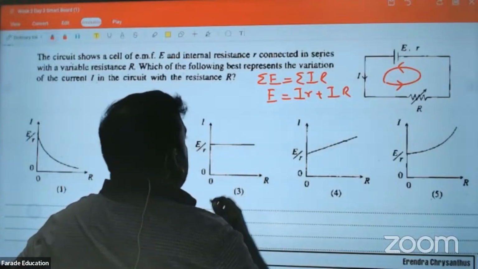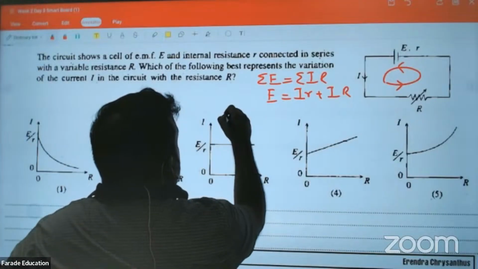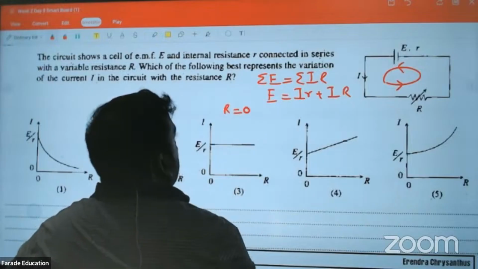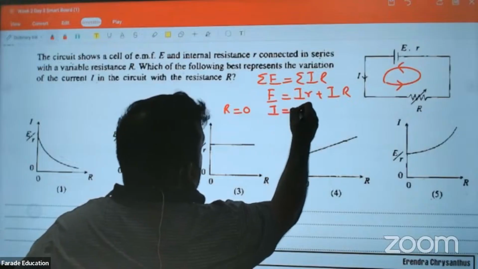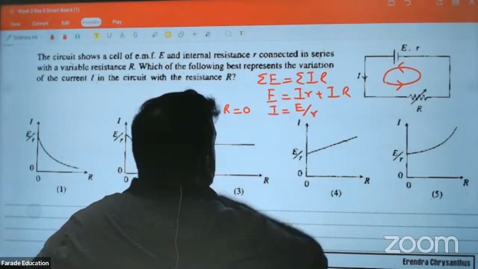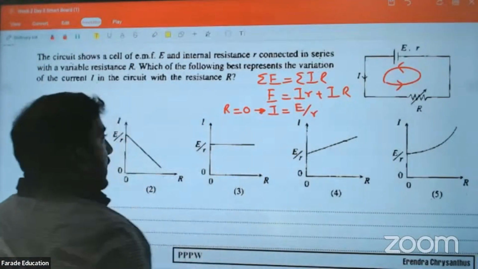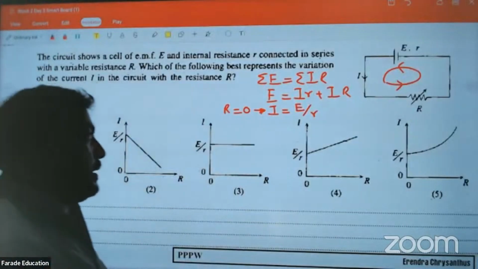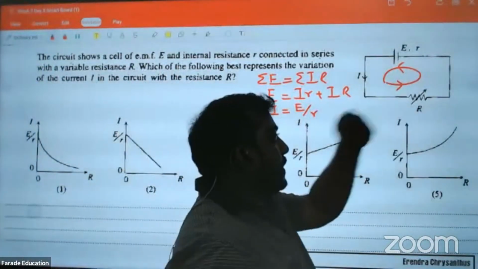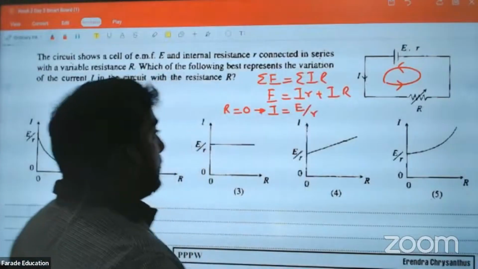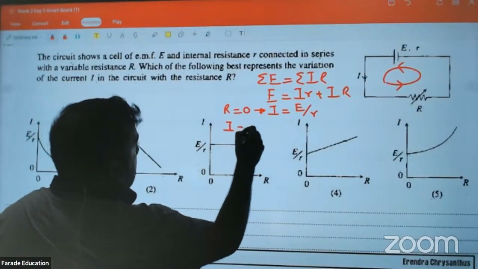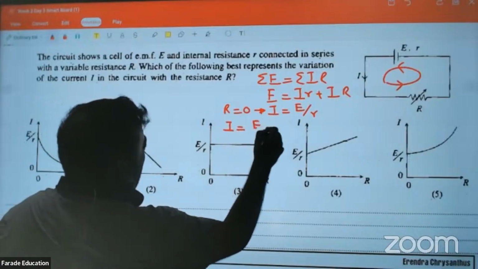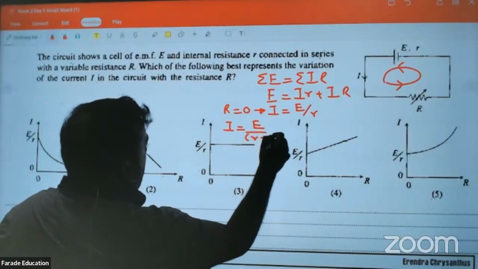Okay, let's look at this. R is equal to 0. When capital R is equal to 0, I is equal to E divided by small r. Right. Next, R can be increased to infinity. So I is equal to E divided by small r plus capital R.